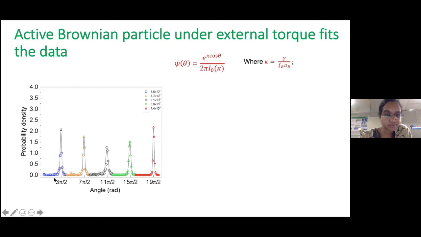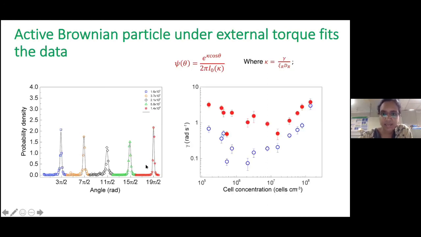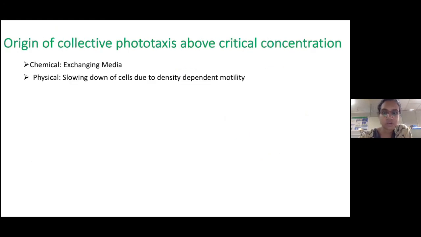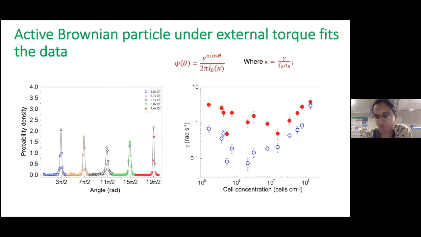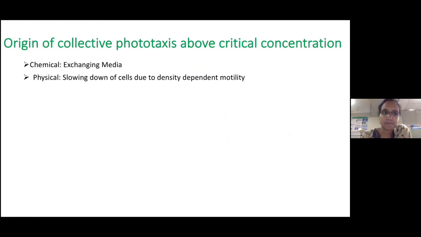Here the points are the experimental data and the lines are the fit to the von Mises distribution. You can see that we can extract this strength of the potential, which has a behavior very similar to the experimentally measured phototaxis efficiency that we had measured. So the model is a good description of what is going on in some ways. But of course, we don't know why the potential should depend on the cell concentration to begin with. And that origin, we can explain above the critical concentration.